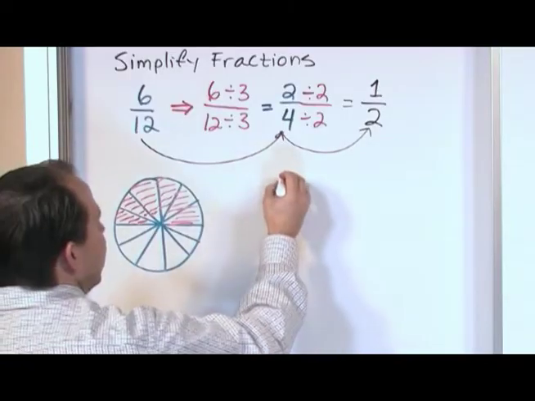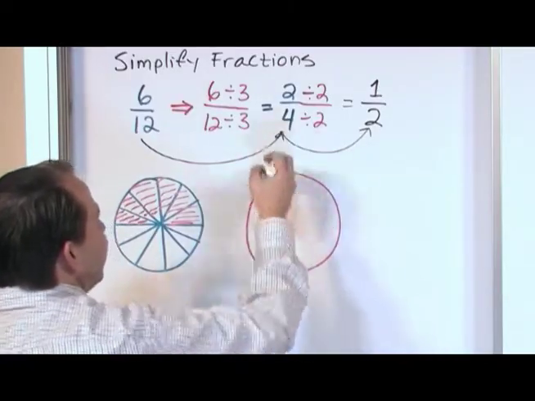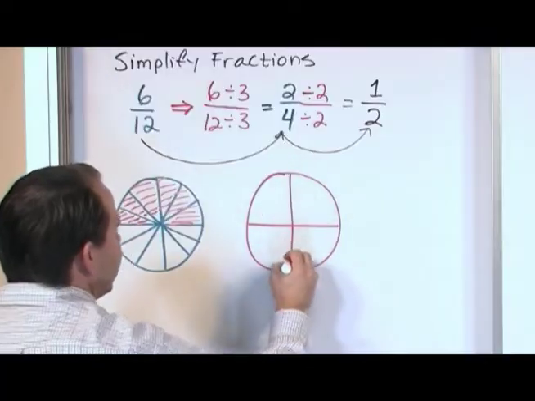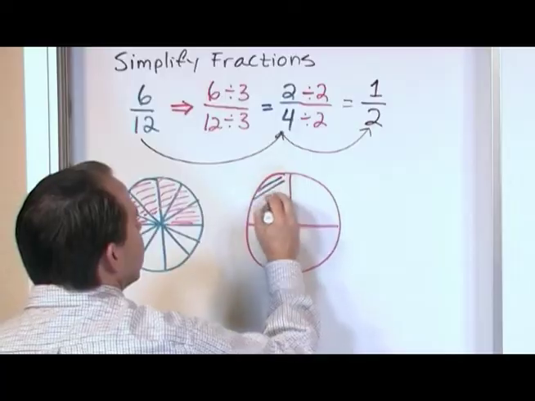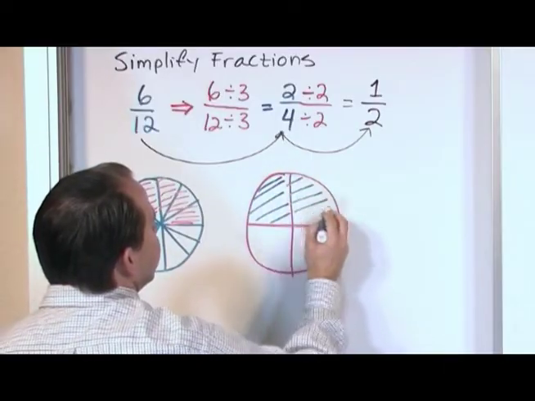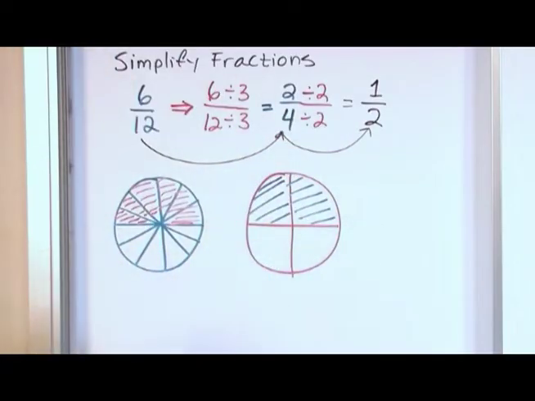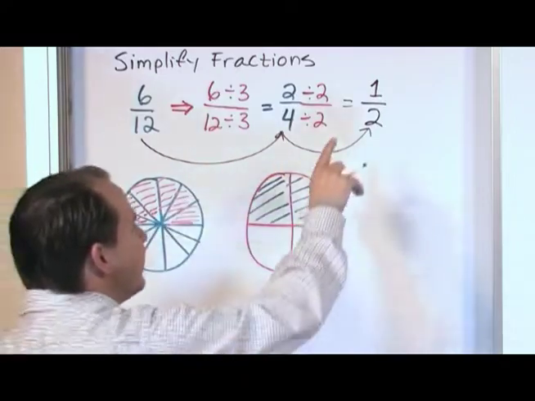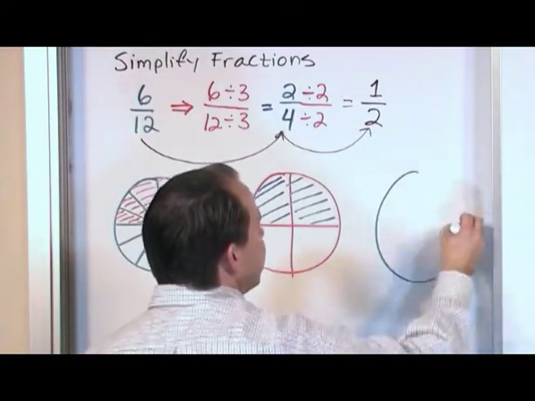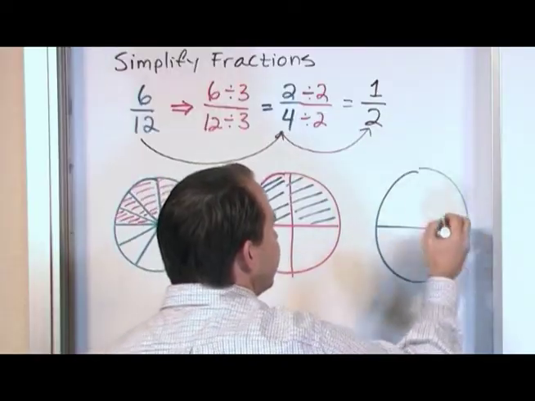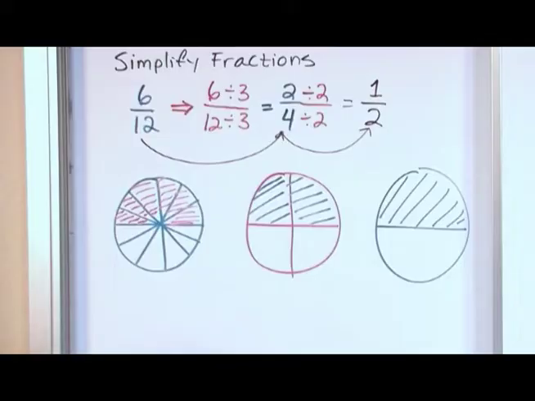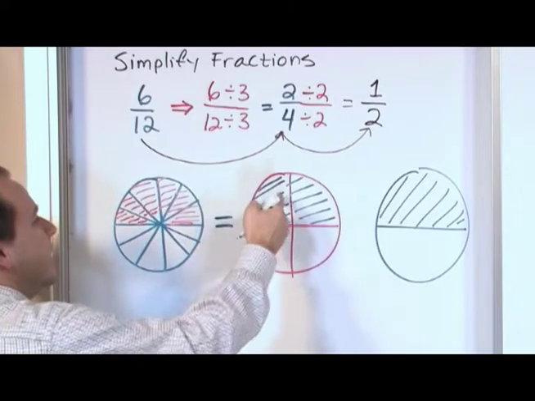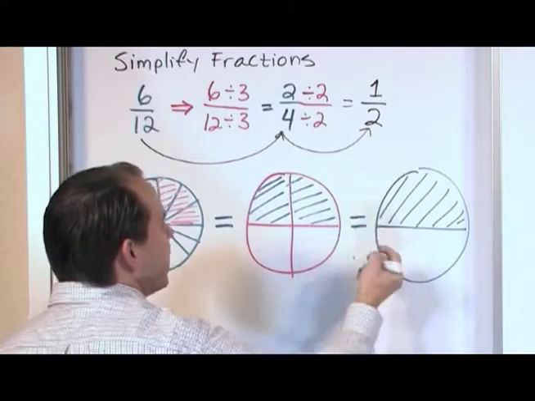Well, if I come over here and represent 2/4, I cut the pizza into 4 equal pieces. I give away 2 of those pieces. Here's 1 piece, here's another piece. So now I've given away, again, half of the pizza. And then finally, if I come over here, this is the easiest. I cut the pizza into 2 pieces and I give away 1 of those pieces. So when you look at this, you can see visually that 6/12 is exactly the same amount of pizza as 2/4, which is exactly the same amount of pizza as 1/2.